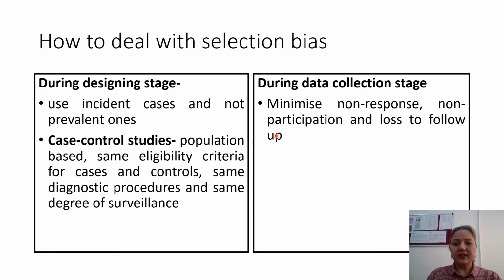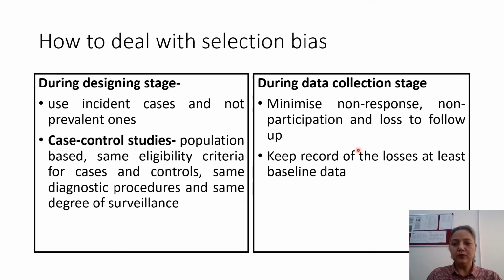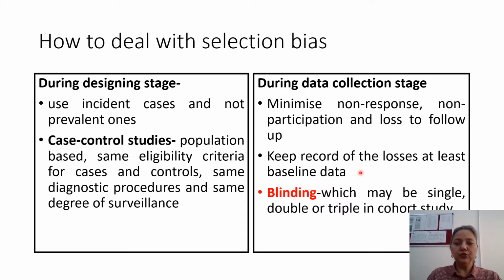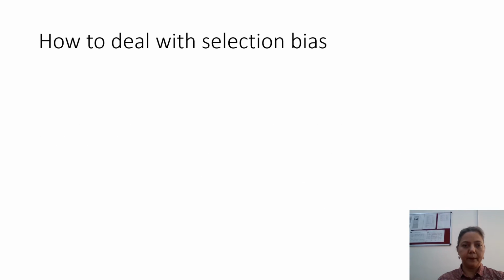During the data collection stage also, we can try to reduce the selection bias. How? We should try to minimize the non-response, non-participation and loss to follow-up. We should try to maintain the data of even the ones who are lost to follow-up so that we can compare it later on. We can go for the blinding of the study participants or the investigator and analyzer. So single, double or triple blinding in cohort studies will help to deal with the bias during the data collection stage.